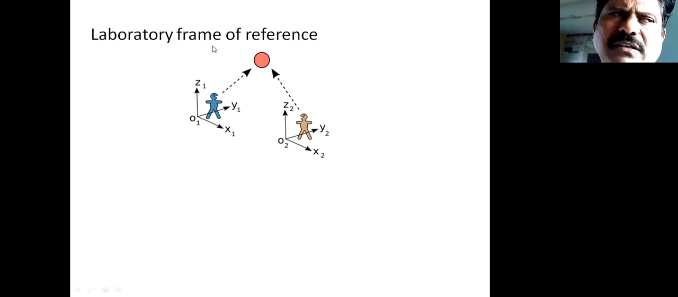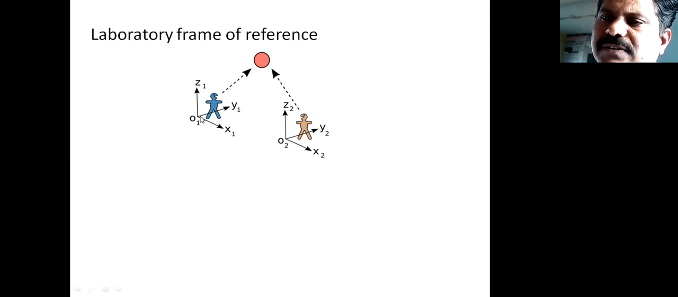In simple words, the laboratory frames are the ones in which the positions and velocities are measured with respect to the laboratory frame, with respect to a certain fixed area. The fixed area is the laboratory frame. So here, O1 is the person who is situated at this point, at the center of these three axes.